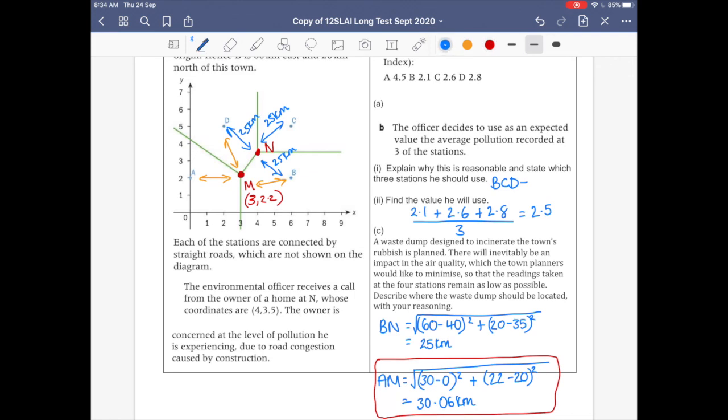So for this one, there were 3 marks in total. One of them was for some sort of reasoning, showing that you're looking at N or M because they're the furthest away from the points. The second one is for the working out, finding the distance between them. And then the third mark is for the conclusion that you form based on those answers.